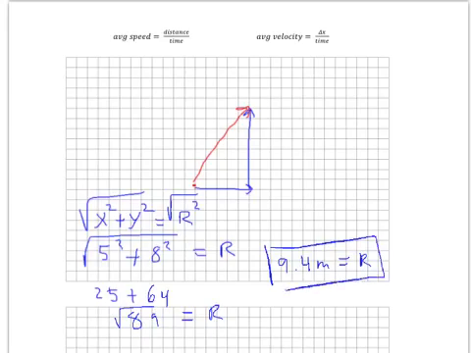And if you think about it, if this one here is 8 and this one here is 5, it makes sense that this would be a little bit more than this one. 9.4 seems to be a good answer. So let's go put that in there.